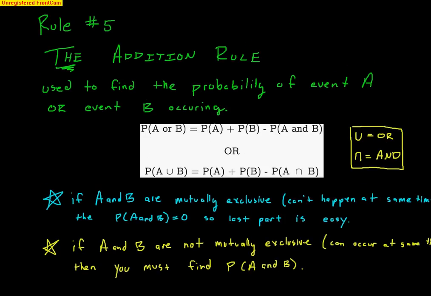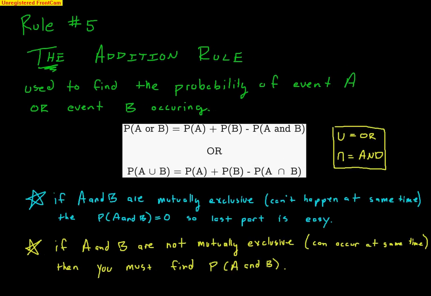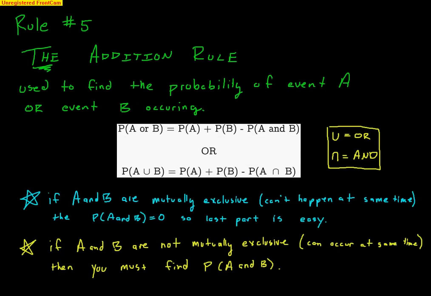And rule number 5, this might be the trickiest rule, because so far the rules have been pretty basic, but this is the one key rule that has a formula you kind of have to memorize. This is called the addition rule. The addition rule is used to find the probability of event A or event B occurring. And it's actually a pretty easy formula. I wrote it for you right here. I typed it up so that way it's very clear.